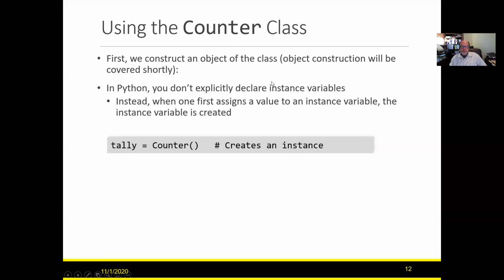In this case, we're going to have a class called Counter, and then we're going to create an instance of the Counter. That would be my object, and I'm going to call it tally. So the Counter is my class, and I create an instance of it. Remember, I cannot use the class by itself, so I have to create an object of it, and that's through the constructor, which we're going to be talking about in a few minutes.